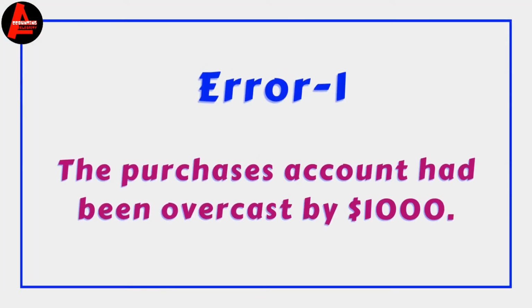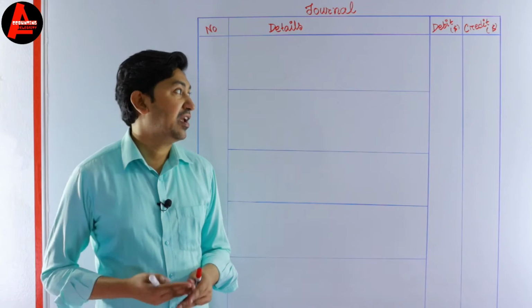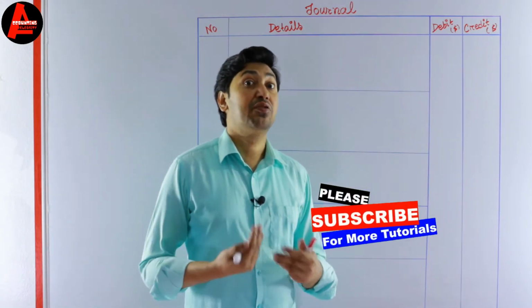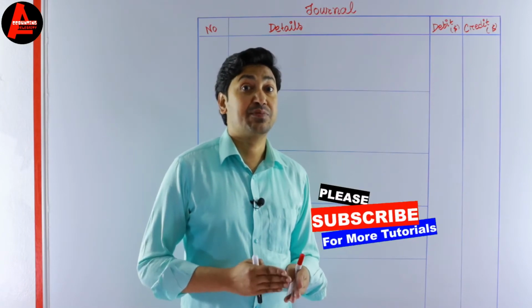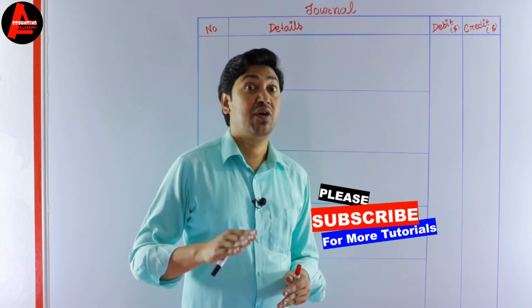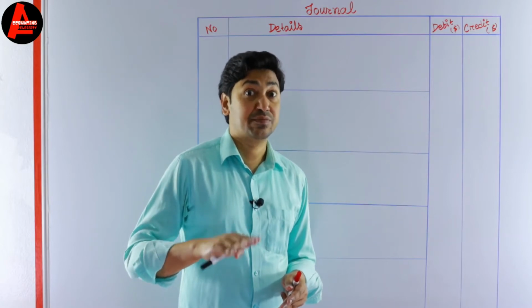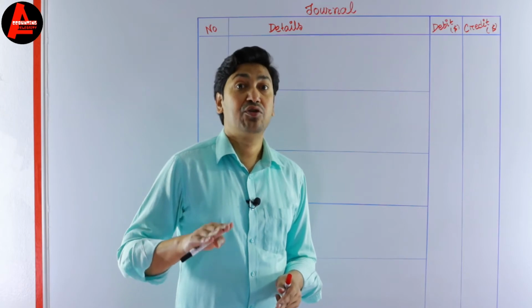Okay, so what is the first error? The purchase account had been overcast by $1,000. Okay, so purchase account is overcast. So what does it mean? It means that purchase is written more in the books of account. Okay, so you know, purchase is an expense. When it is debited, it means that expense is here increasing. So here purchase is overcast. Now to undercast, we have to reduce the purchase, means we have to decrease the expense. When expense is decreasing, expense will be here credited.